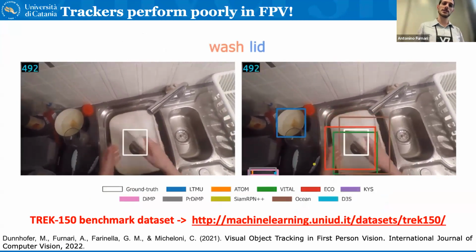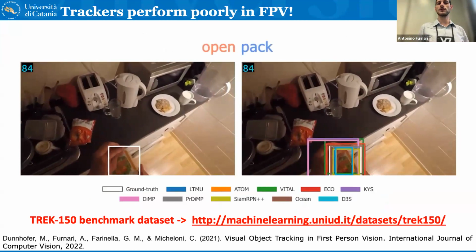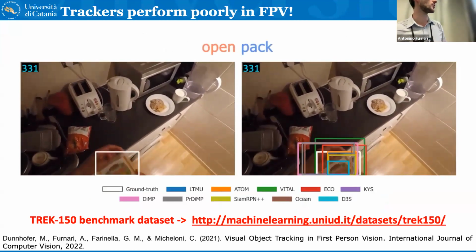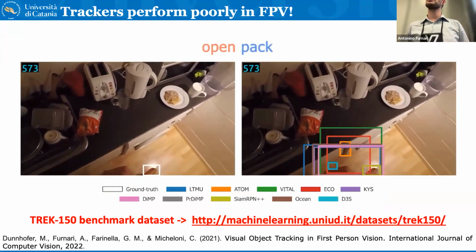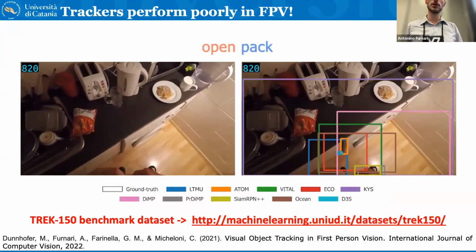So you see on the left the video with the ground truth in white. On the right, you see the ground truth plus the results of different trackers. And as you can see, current trackers do not work very well. So this was our first insight from this paper. So we need the community to focus on this kind of problem.